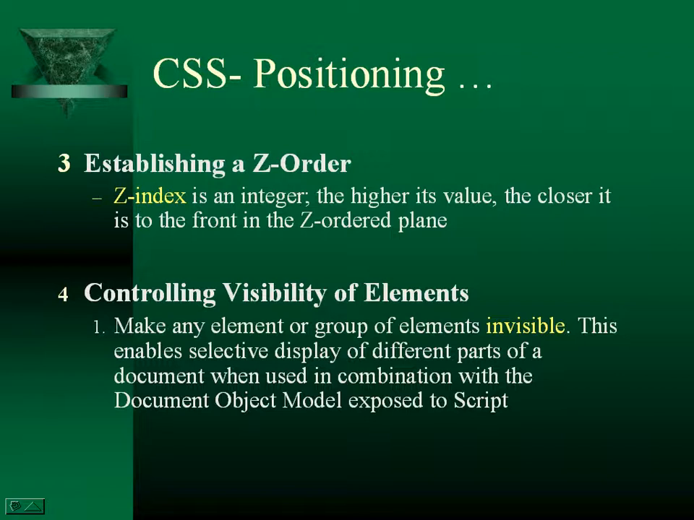The fourth method is controlling visibility of HTML elements. Make any element or group of elements invisible. This enables selective display of different parts of a document when used in combination with the document object model DOM exposed to script.